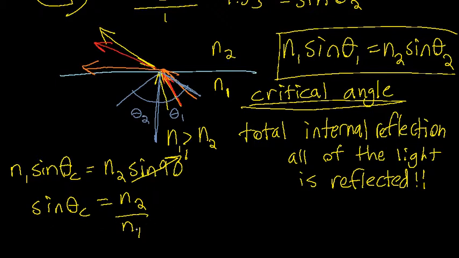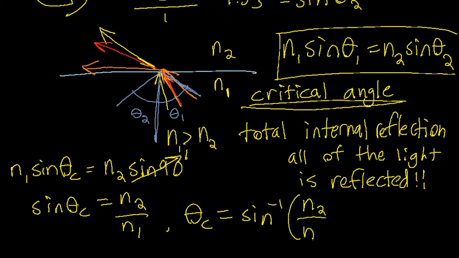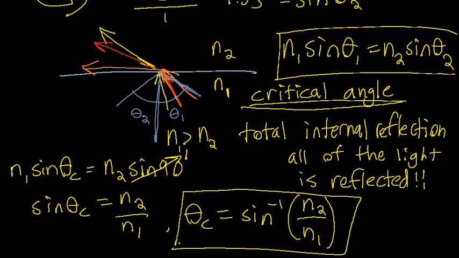And so then you take the inverse sine of both sides, and you have the critical angle for total internal reflection is the inverse sine of N2 over N1, where N1, I'm going to say this again, where N1 is the medium where the ray starts, and N2 is where the ray is trying to exit. It has nothing to do with which medium has a higher index. It's just about where the ray starts. So this right here is the critical angle.